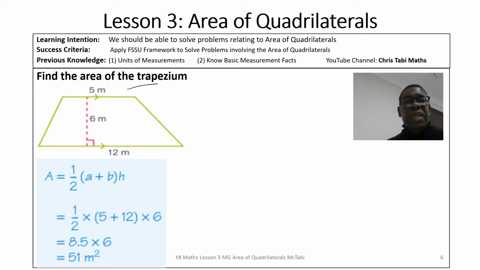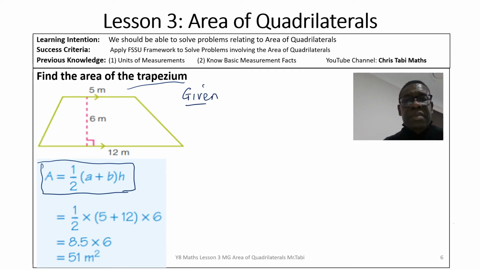This is a trapezium. Now for a trapezium, that's the formula for a trapezium. We will have opportunity later on in this lesson to prove some of these formula that we are using. Again, what is given to us? Given. In other words, the things that we know.